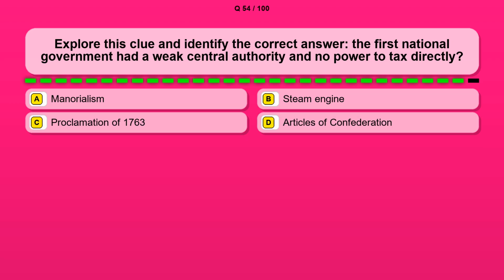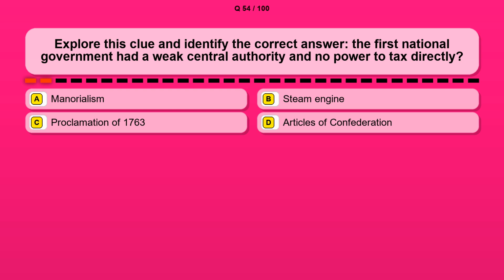Question 54. Explore this clue and identify the correct answer. The first national government had a weak central authority and no power to tax directly. Option A, mercantilism. Option B, steam engine. Option C, Proclamation of 1763. Option D, Articles of Confederation.